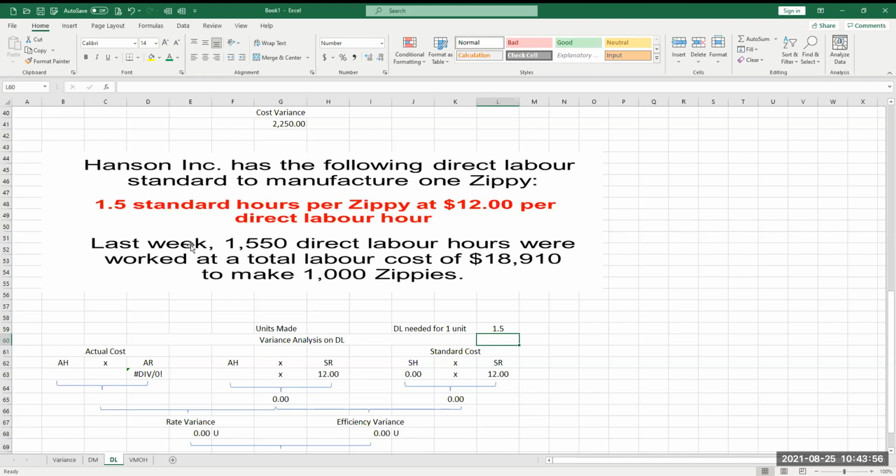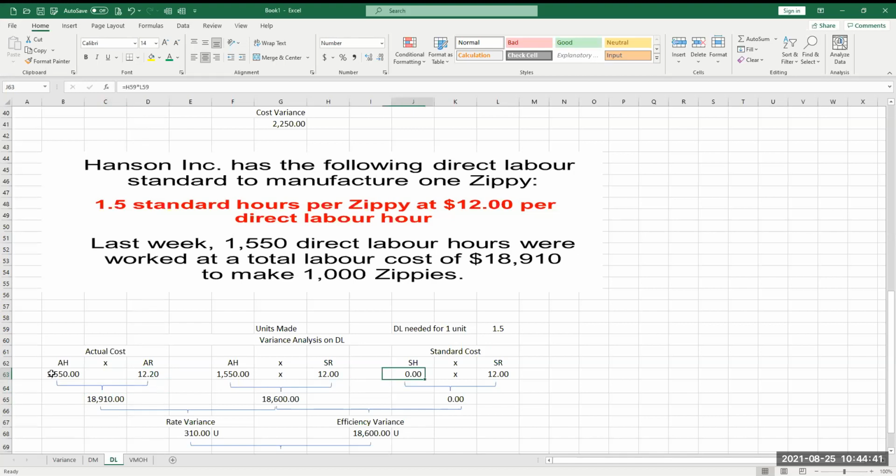All right, let's keep reading. Last week, 1,550 direct labor hours were actually worked at the total cost of $18,910 to make 1,000 ZPs. So what can we get from here? Do I know the actual hours? 1,550. Do I know my actual cost? $18,910. Now, since I know the actual cost, I can calculate the actual rate, correct?